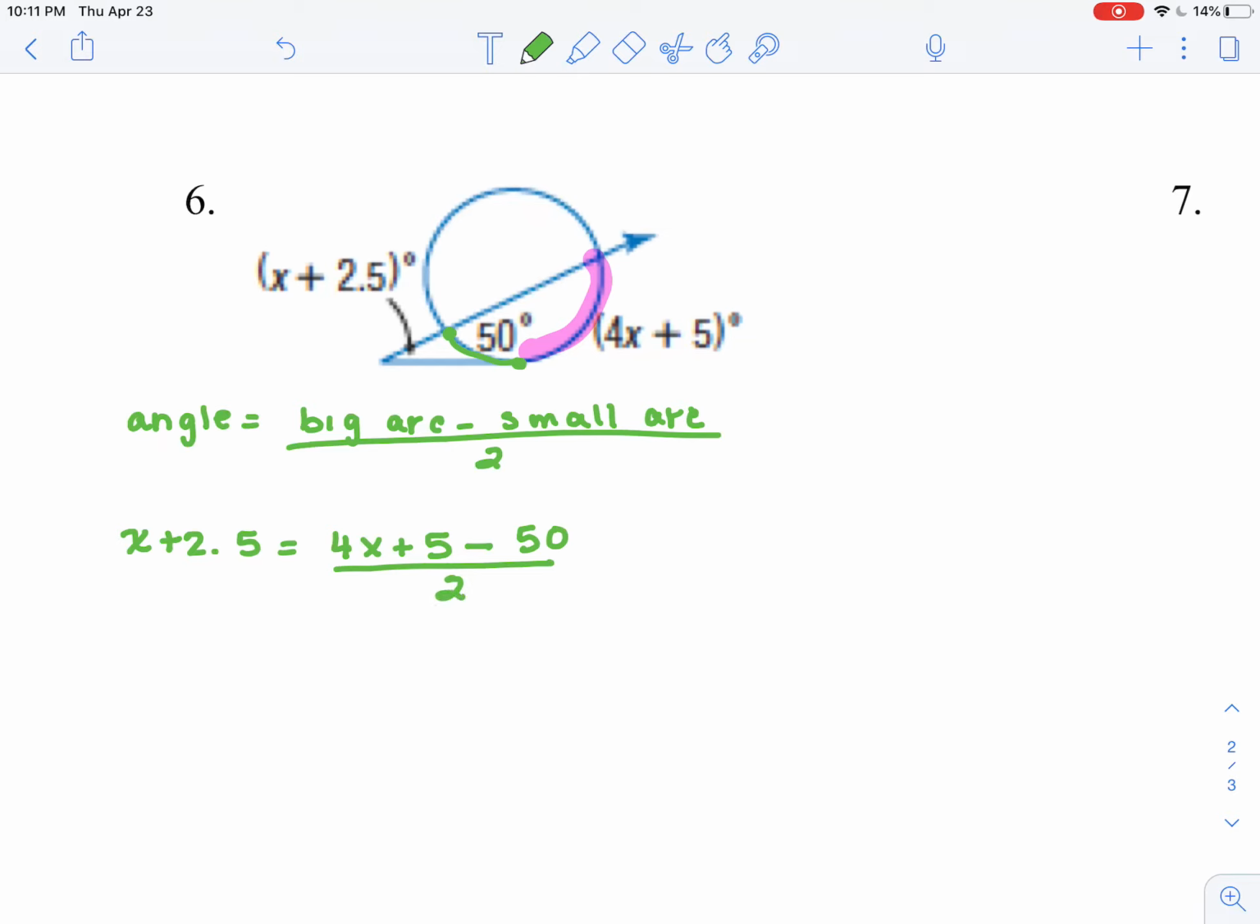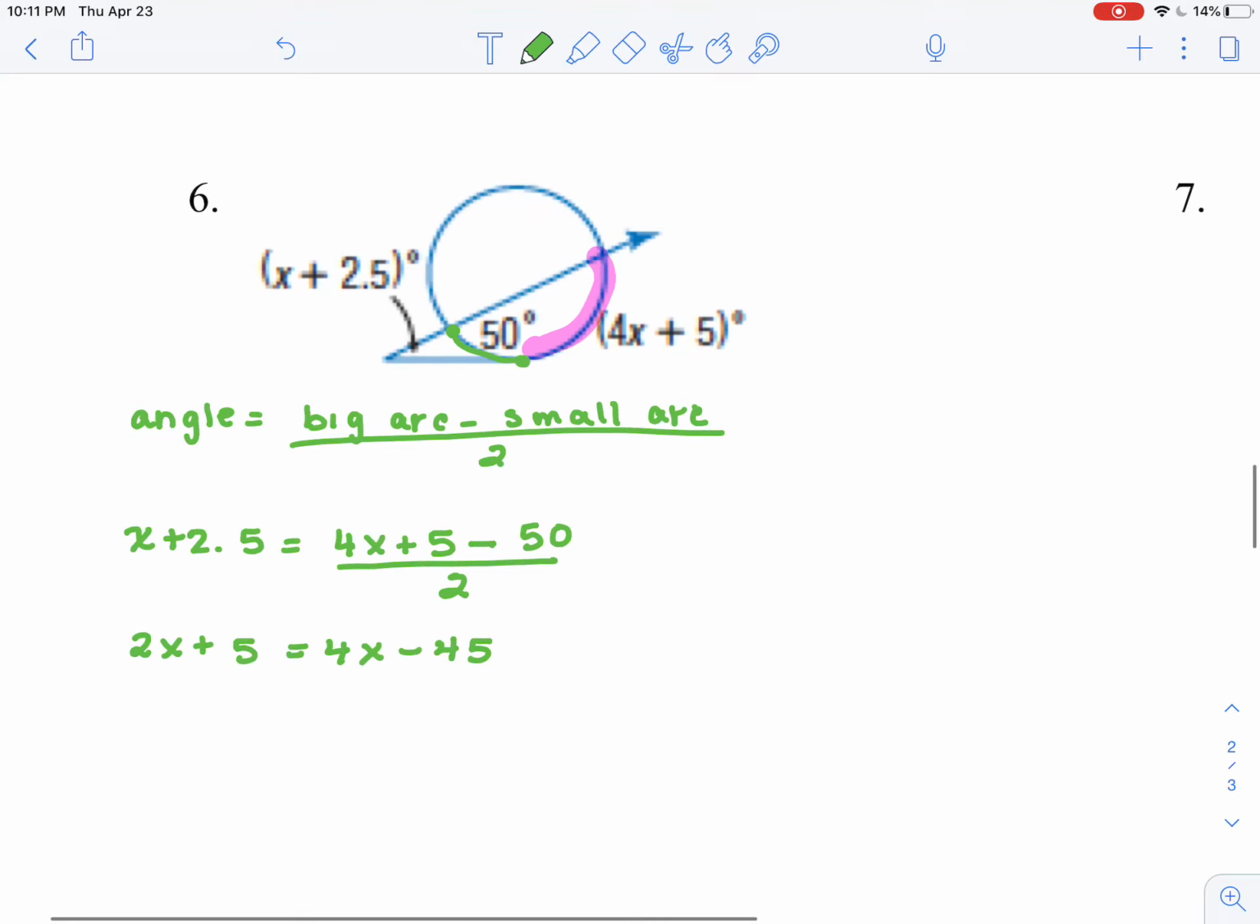divided by 2. Again, multiply both sides of the equation by 2. So this will become 2x plus 5 equals 4x. I'm also going to combine like terms, so minus 45. And then we can solve for x. So 2x should equal 50, which makes x 25.